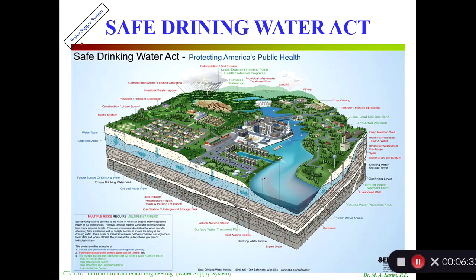Safe Drinking Water Act. This picture shows an ideal pictorial view of how we can protect America's public health. These are the surface water areas, and you see there is a dam here. So this is upstream, this is downstream. Depending on what we are discharging here and where we can get the water from to get to the treatment plant and other things. This shows a kind of ideal picture of that. Our real life is not that ideal.